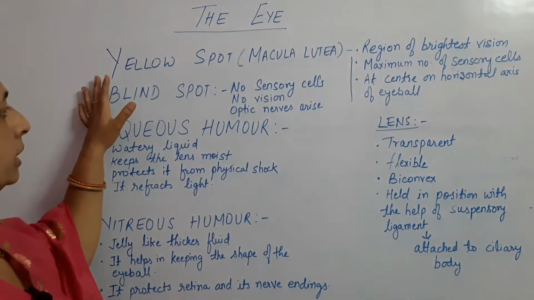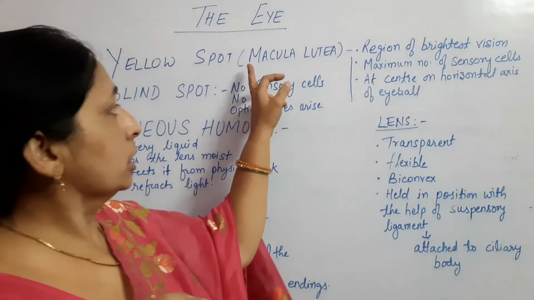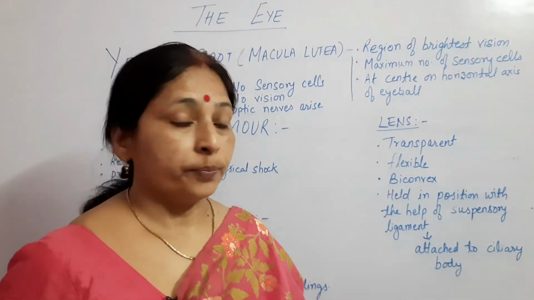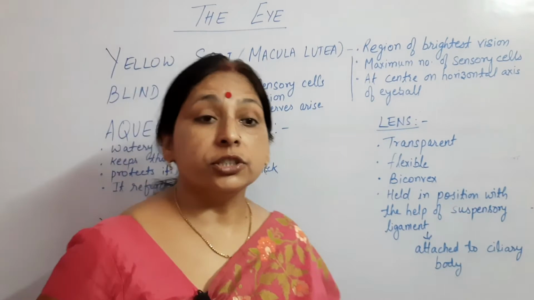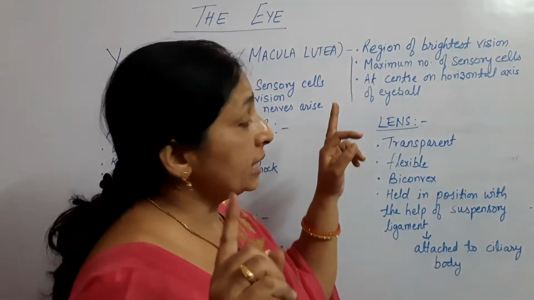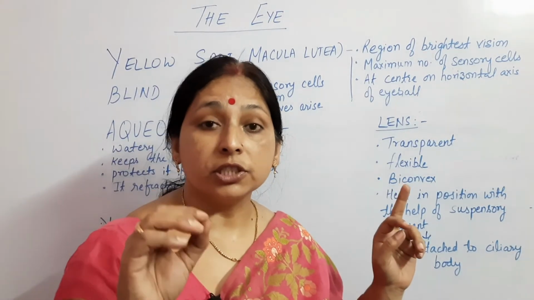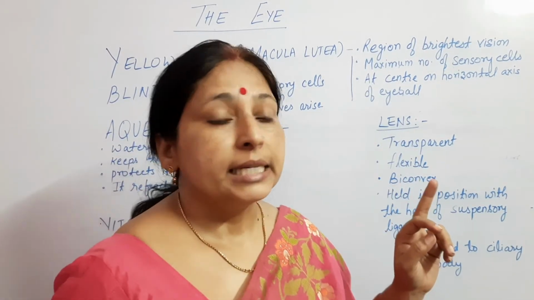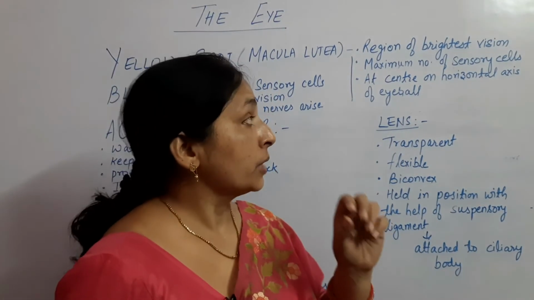Yellow spot, I have already explained about the yellow spot. It is also termed macula lutea. Macula lutea is the region of the yellow spot. It is the region of brightest vision. Why is it the region of brightest vision? Because the maximum number of sensory cells are present here.